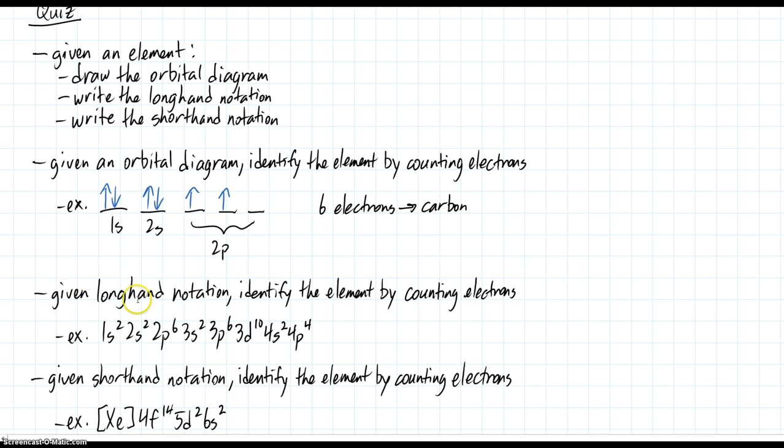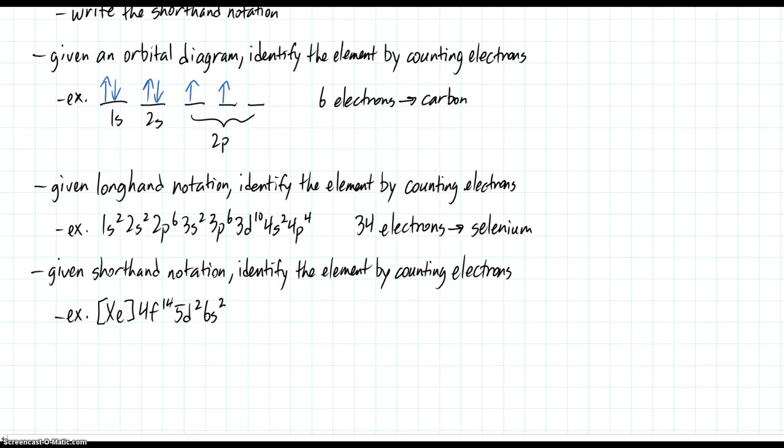Same idea if we're given longhand notation. Again, we can count electrons. Remember, the superscripts tell you how many electrons are in each sublevel. So if we add up all of those superscripts, 2 plus 2 plus 6 plus 2 plus 6 plus 10 plus 2 plus 4, we would get 34 electrons, which we would see is selenium.